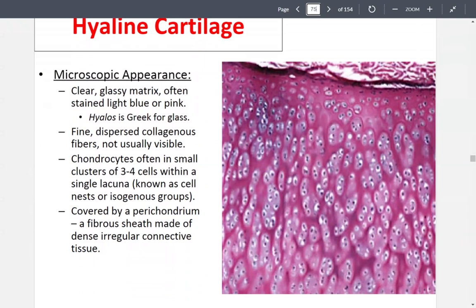Collagen fibers tend to be very fine, well dispersed, not typically visible. The chondrocytes themselves are typically going to be in clusters of 3 to 4 within a single lacuna. These are basically cell nests. So instead of having one cell per lacuna, it's 3 to 4 per lacuna, little clusters. This is all going to be covered by a perichondrium, which is a fibrous sheath made up of that dense, irregular connective tissue.